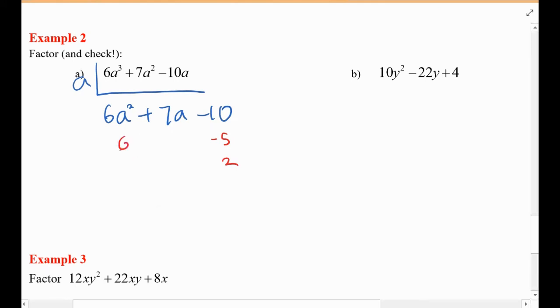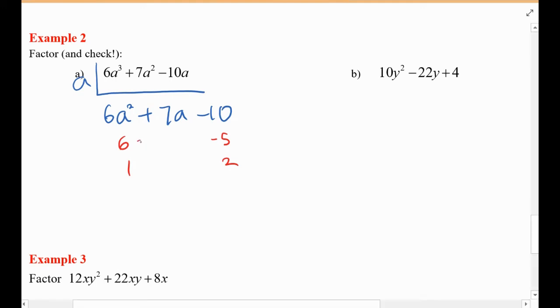So I'm going to do 6 and 1. And let's multiply it. 6 times 2 becomes 12. And 1 times negative 5 is negative 5. When you add them up, it becomes 7. So we finally found the correct pair. So everyone, again, if it doesn't work, you should keep trying. So do trial and error to find the answer.